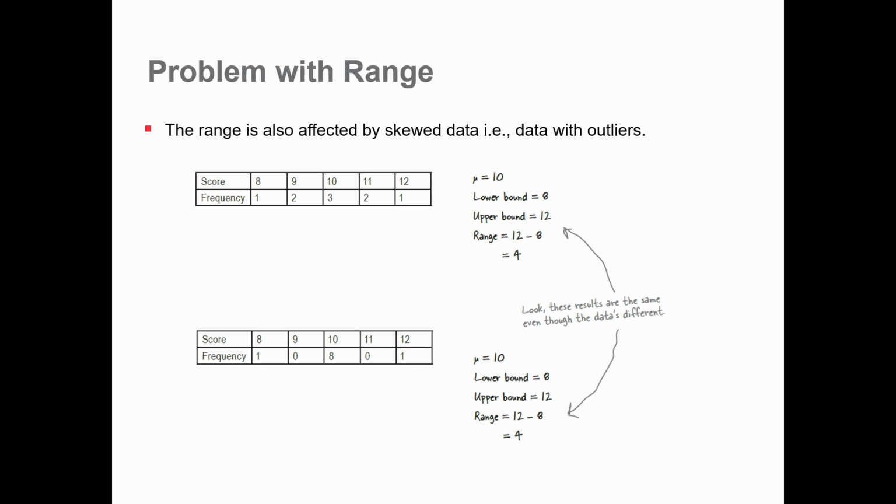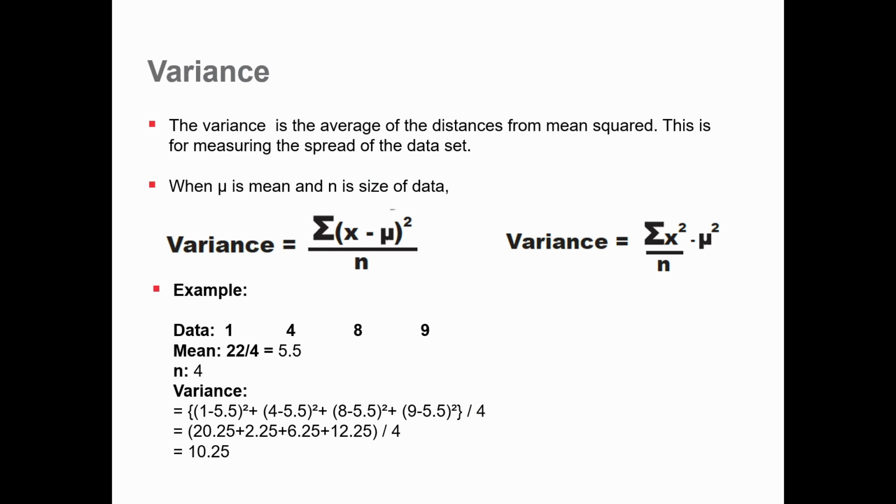If you see the second data set, most of the values are 10, because 10 is occurring 8 times. The data is not much spread. It is almost 10 everywhere. This does not tell me the true spread of the data. So this is greatly affected by outliers. To overcome this, we have variance.